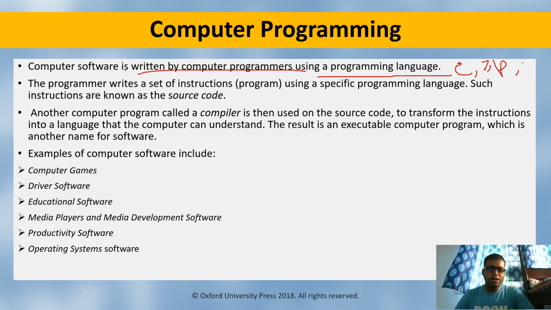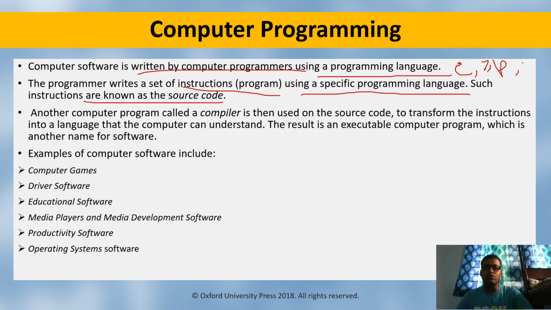So a programmer writes a set of instructions in a specific programming language. Such instructions are known as source code. Okay. So we write some source code. That is the first stage of any programming. So the programmer writes the source code.